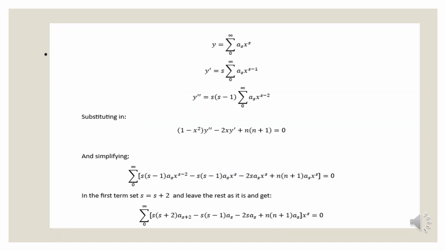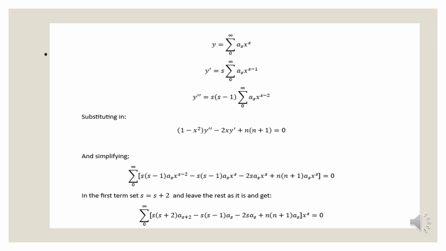Let's continue. Now, since the Legendre differential equation has no singularity at x equal to 0, we can solve it by a power series expansion. We let y equal the summation from s equals 0 to infinity of a_s times x^s. Now we get the first derivative of y with respect to x, which is given there: s times a_s x to the power s minus 1.